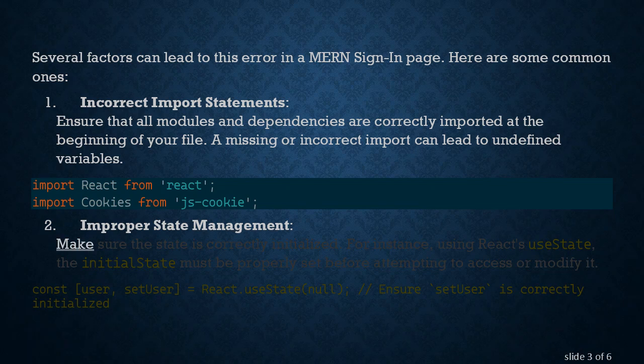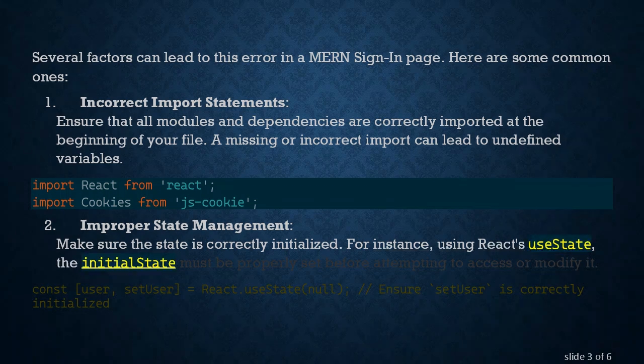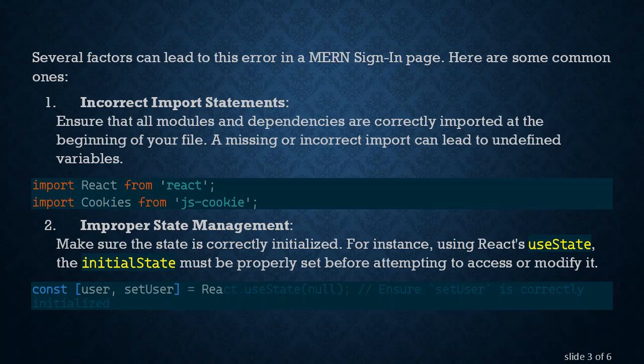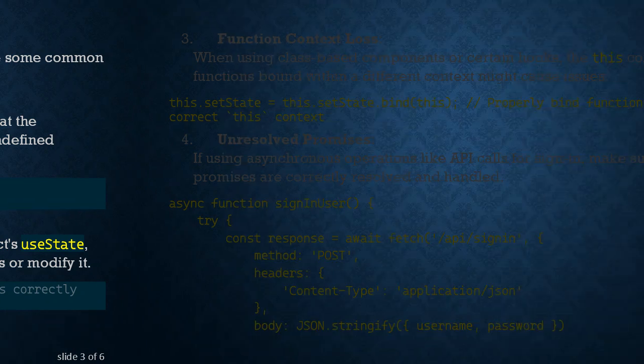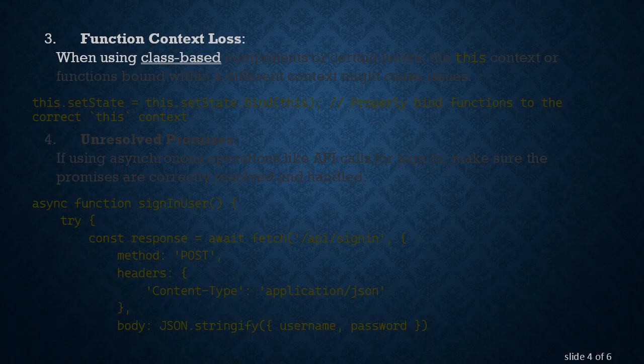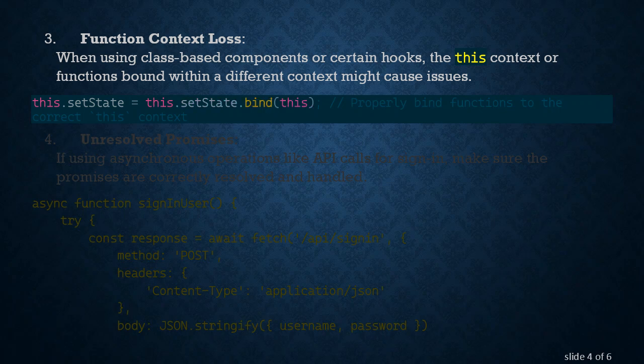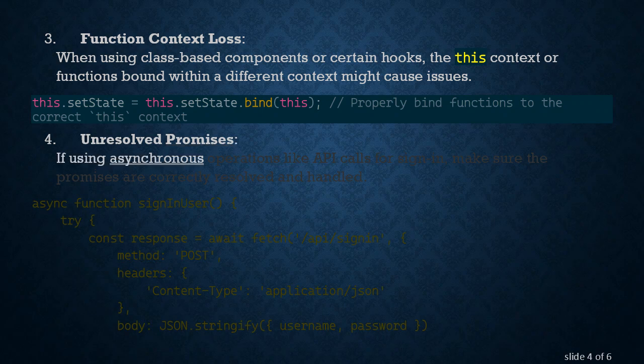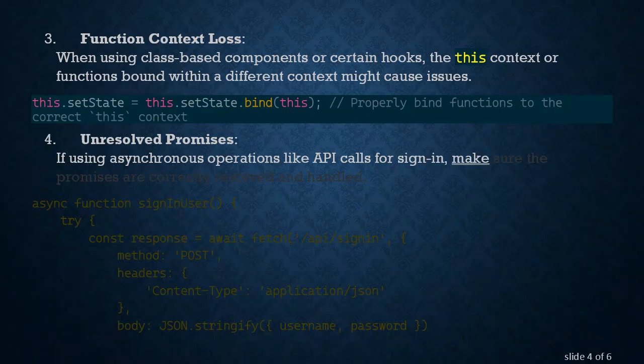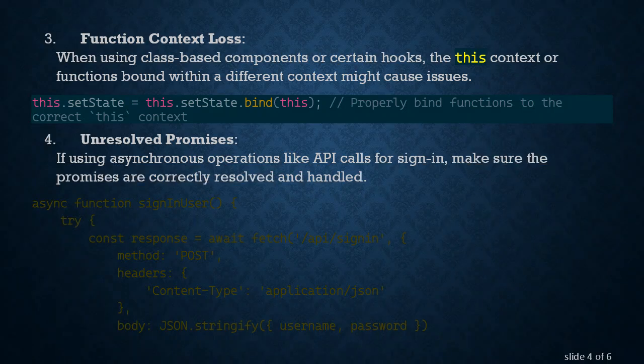Improper state management. Make sure the state is correctly initialized. For instance, using React's useState, the initial state must be properly set before attempting to access or modify it. Function context loss. When using class-based components or certain hooks, this context or functions bound within a different context might cause issues. Unresolved promises. If using asynchronous operations like API calls for sign-in, make sure the promises are correctly resolved and handled.